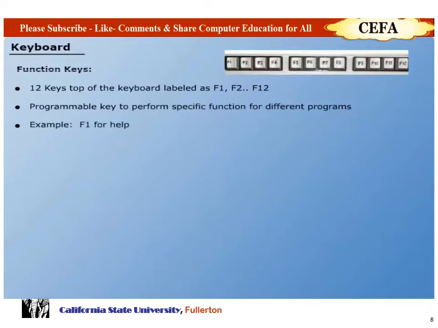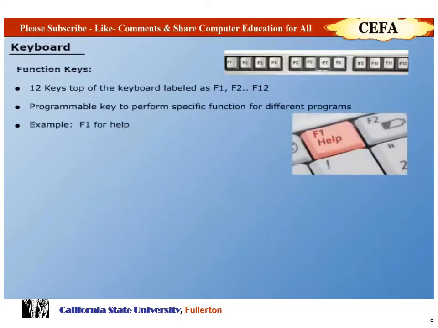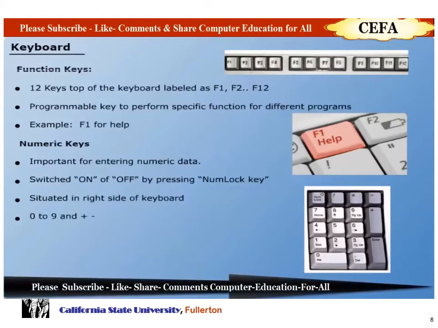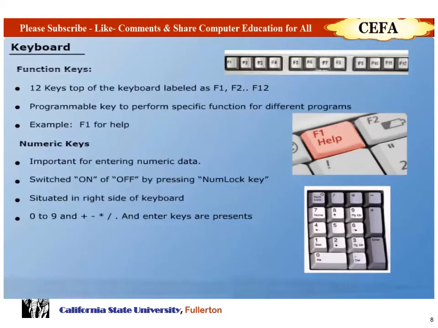Numeric keys. The numeric keypad is very important for entering numeric data. A numeric keypad is switched on and switched off by pressing the numlock key. It is mostly situated on the right side of the keyboard. 0 to 9 and plus, minus, asterisk, slash, and enter keys are present in such a keyboard. A numeric keypad can also be used for arrow keys and page up and down tasks as mentioned on the keys.